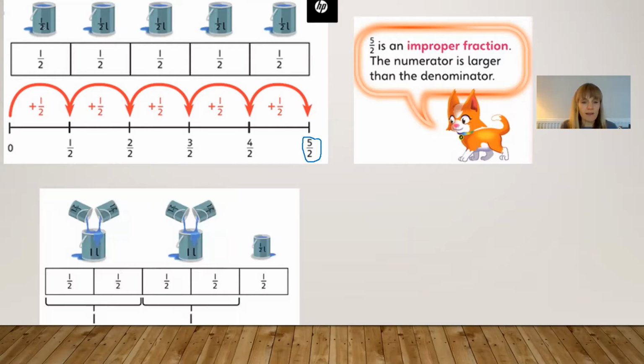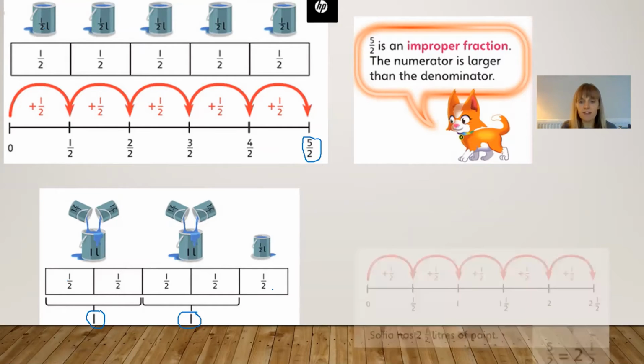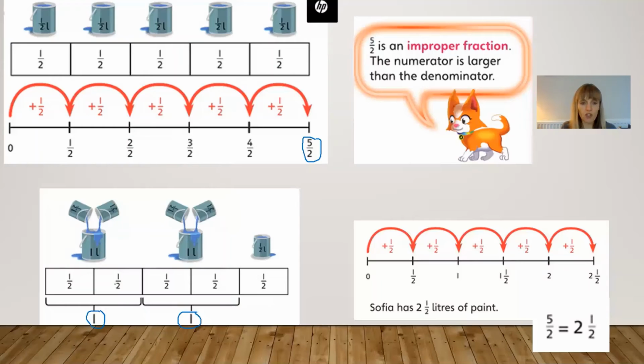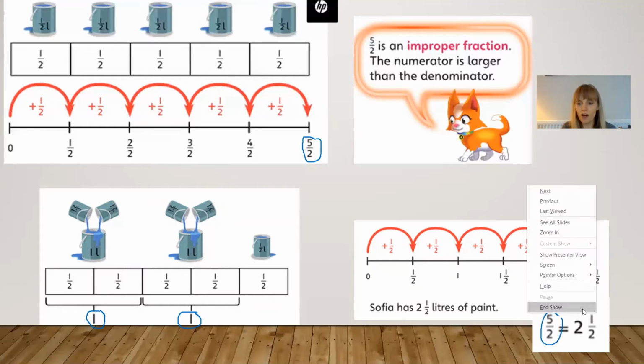This then shows how we're going to change it into a mixed number. This is how we see things written more commonly. What they've done down here at the bottom is that they thought, right, well, there's a half and a half, and they know that 2 halves make 1 whole, and then there's another 2 halves, which makes 2 wholes, and then there's 1 half left over. So Sophia in total has got 2 and a half litres of paint, and that is the same as 5 halves. So 5 halves is the improper fraction, and 2 and a half, how it's written here, is the mixed number.